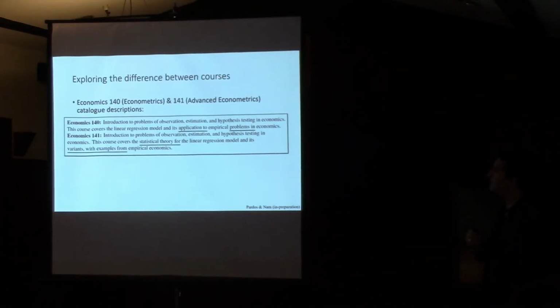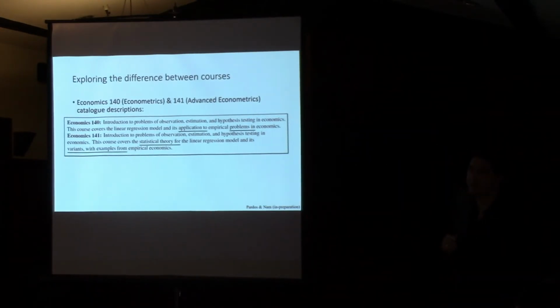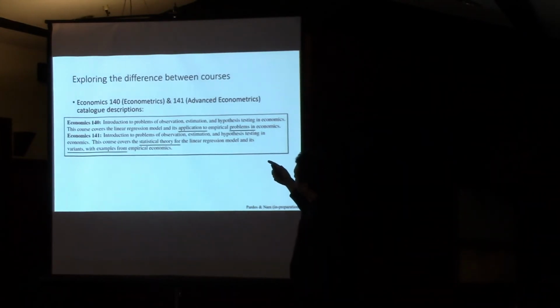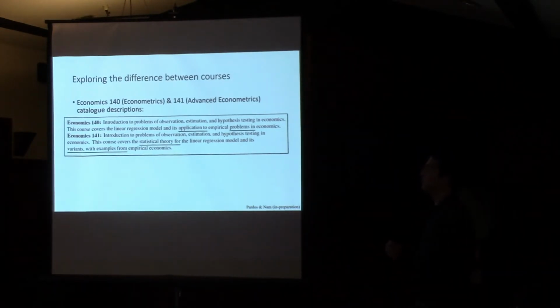So you may want to know as a student what the difference between courses are. We have 2 courses here, 140, which is econometrics, and 141, which is advanced econometrics. What's the difference between them? If you look at the catalog, I'll tell you they say the same thing. The underlined words are the only differences. Regular econometrics says application and problems in, and then advanced says statistical theory for and model and its variants with examples from. Which doesn't give you a great idea of the difference between the 2.